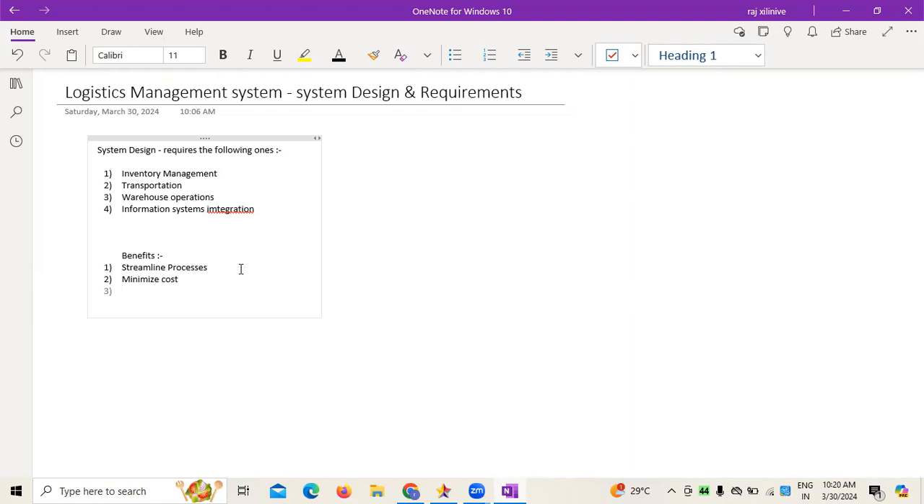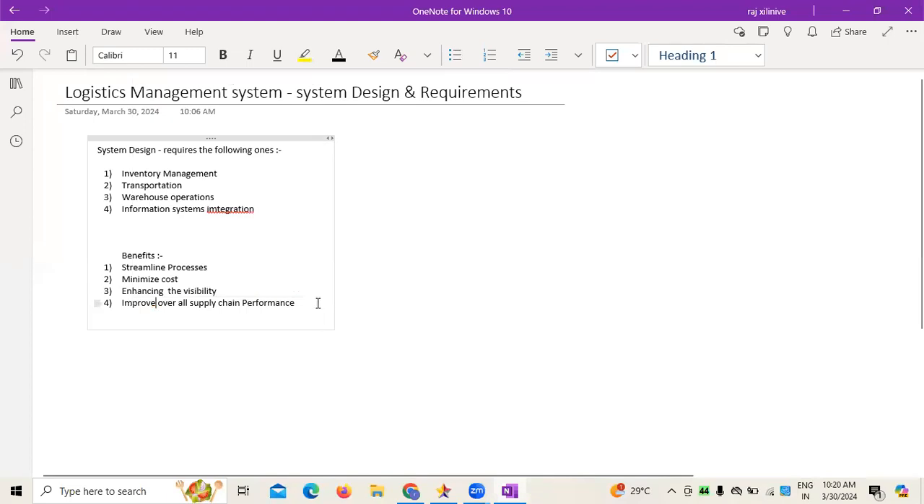At the same time, enhancing the visibility, so that whatever operations we are performing here must be visible to the people who want to have a clear understanding of all that. At the same time, this will also improve the overall supply chain performance. So these are the different benefits which normally we have whenever we are working on a logistics management system.